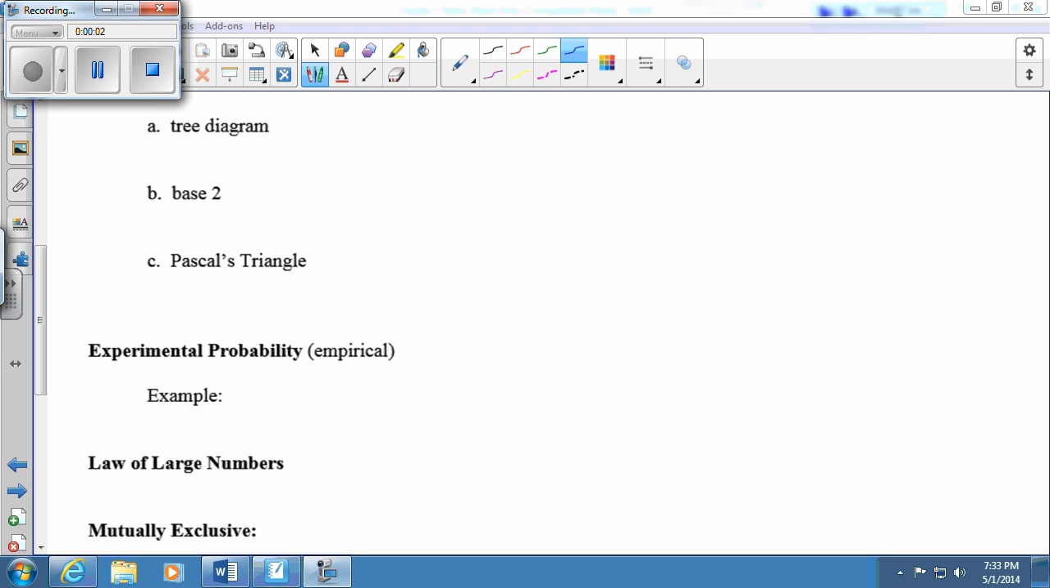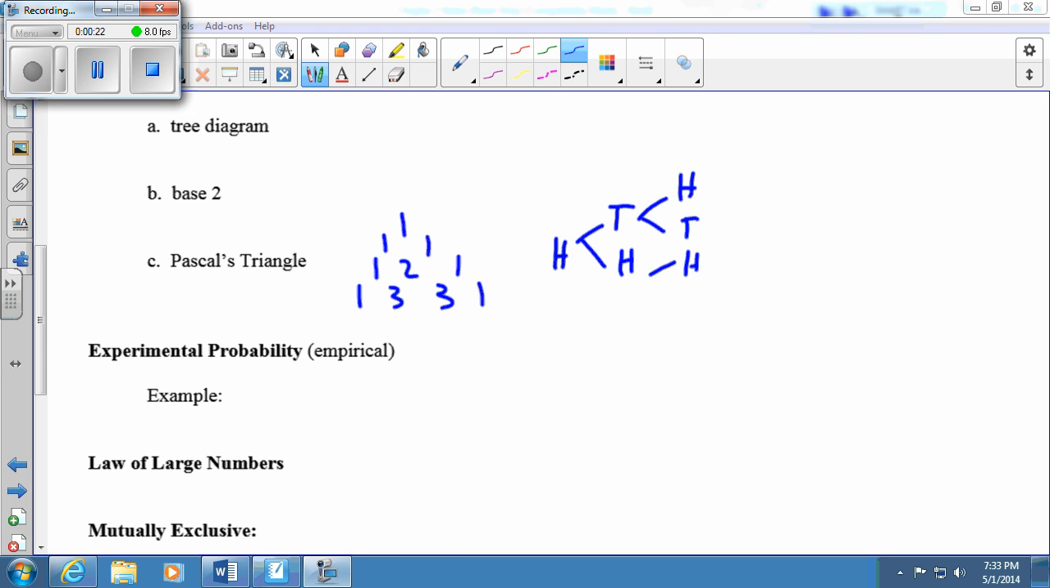In the previous lecture, we talked about theoretical probability, and we drew Pascal's triangle, and we talked about how it was binomial, or two outcomes. Let's suppose I have a coin, and I'm going to flip it 3 times. My first flip is a head. After that, I could have gotten a tail or a head, and on the third flip, I could have gotten a head or a tail.